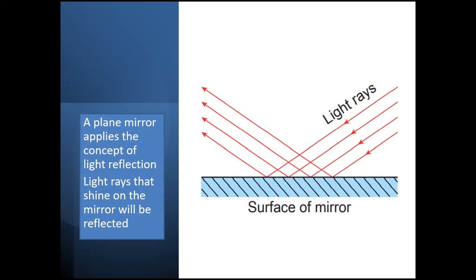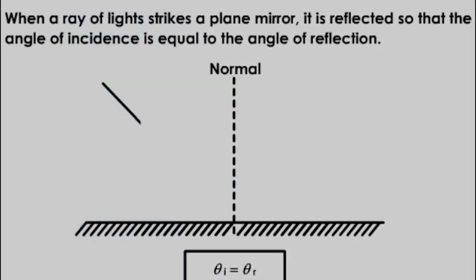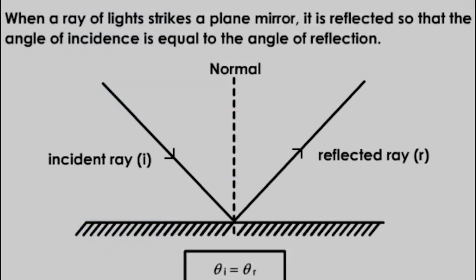The mirror applies the concept of light reflection. Light rays that shine on the mirror will be reflected. When a ray of light strikes a plane mirror, it is reflected so that the angle of incidence is equal to the angle of reflection.